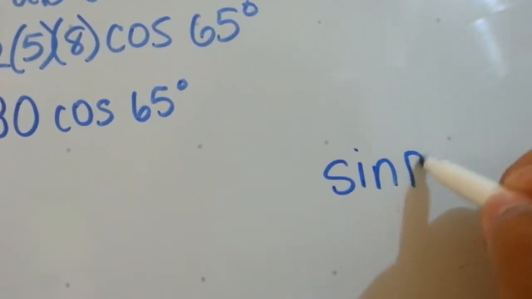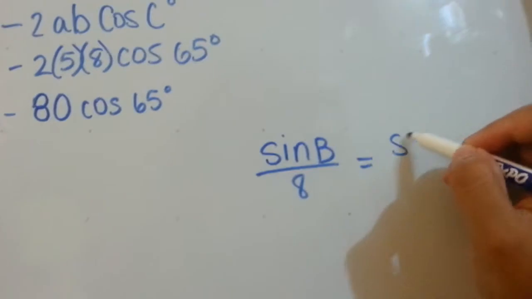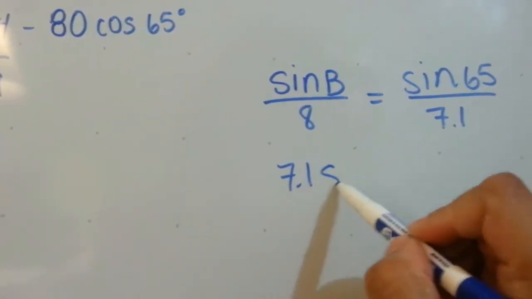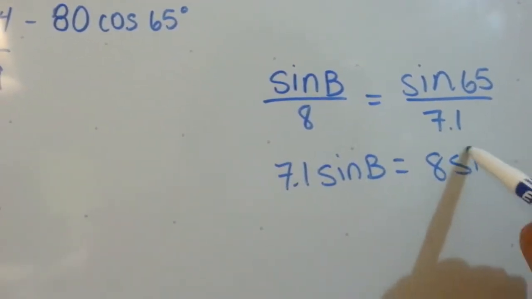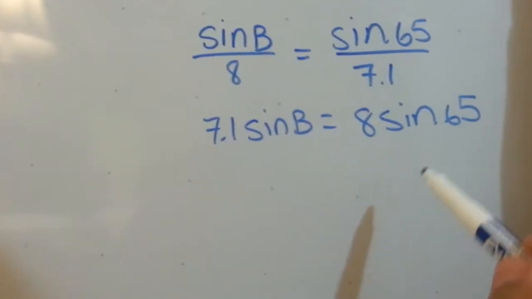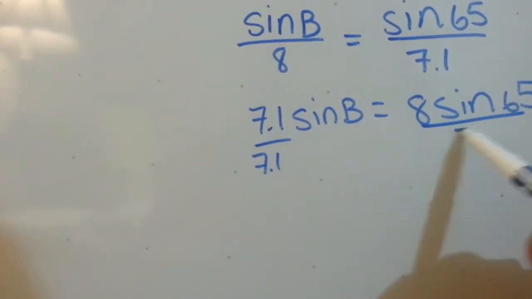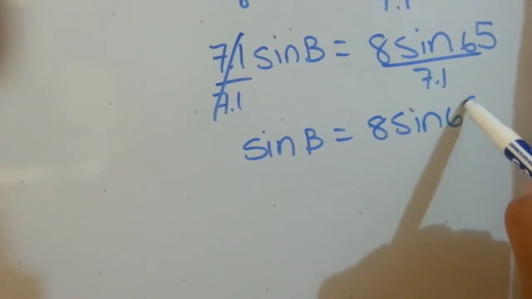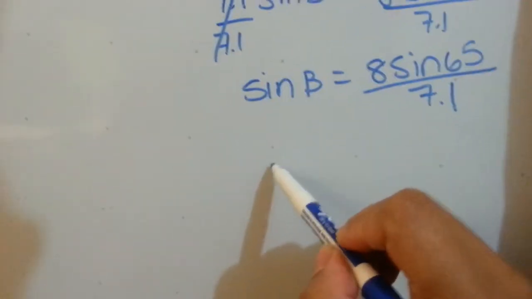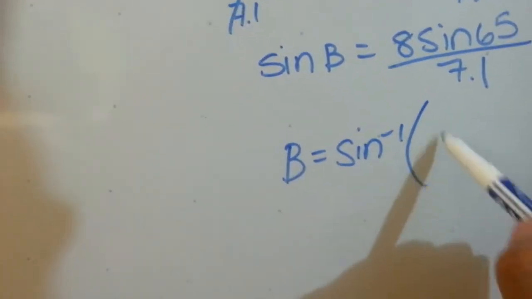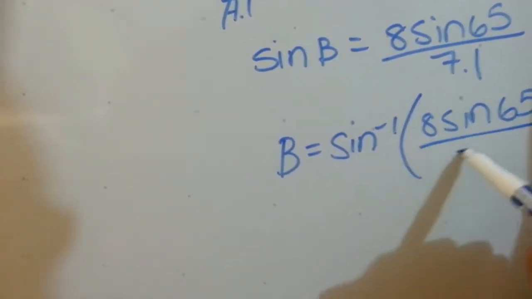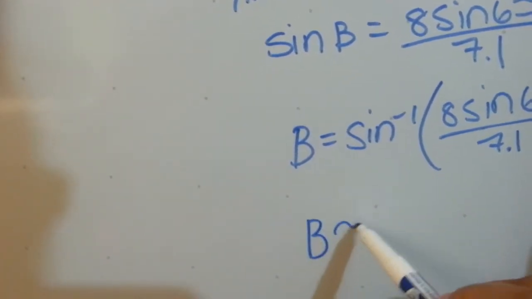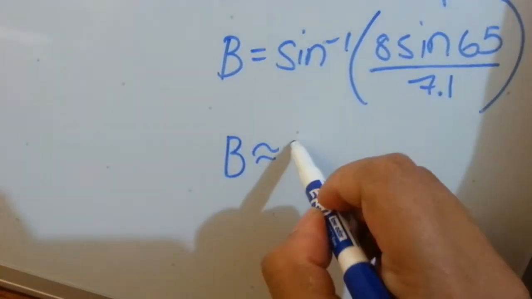So the sine of B over 8 equals the sine of 65 over 7.1. I'm going to cross multiply. 7.1 sine B, and we're going to divide by 7.1. And since we're looking for B, we have to do inverse sine. So then you're going to type this into the calculator and you're going to get around 77.